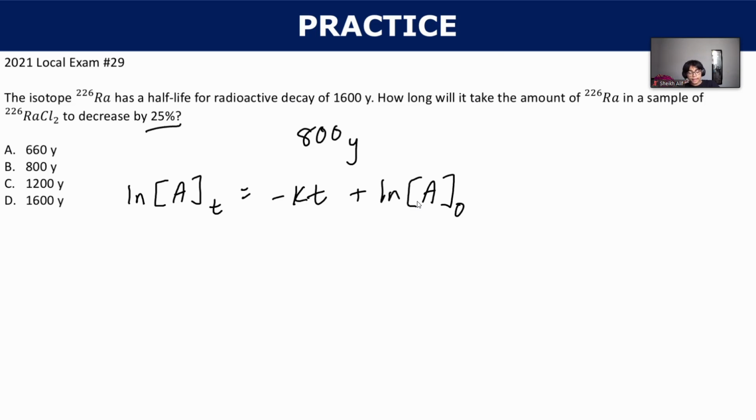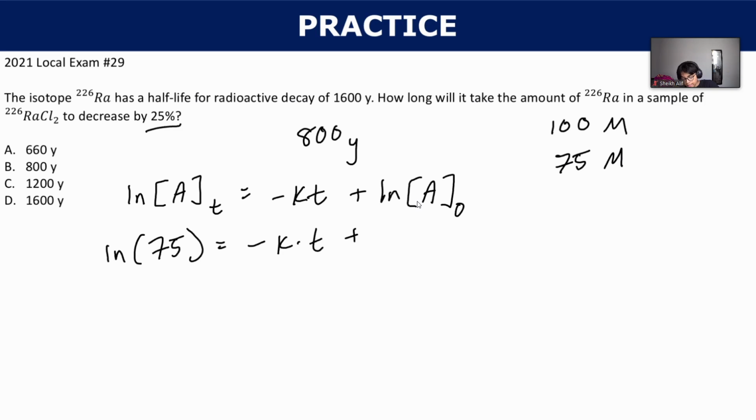So we can say that the initial concentration of our A was 100 molar, or molarity. And so at the end, when it decreases by 25%, our final concentration is going to be 75 molarity. And so we can plug that all in. So the natural log of 75 is going to equal minus k times t plus the natural log of the initial concentration, which is 100 molarity.